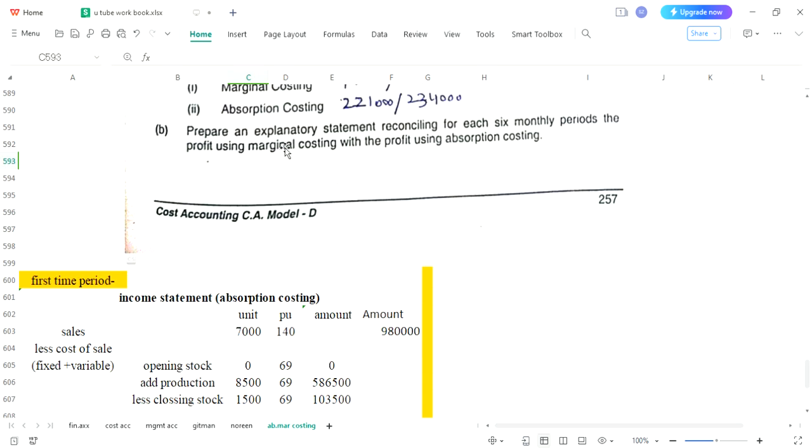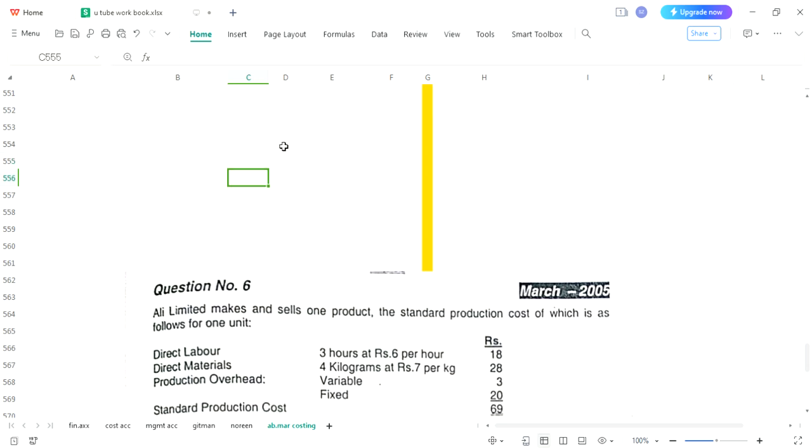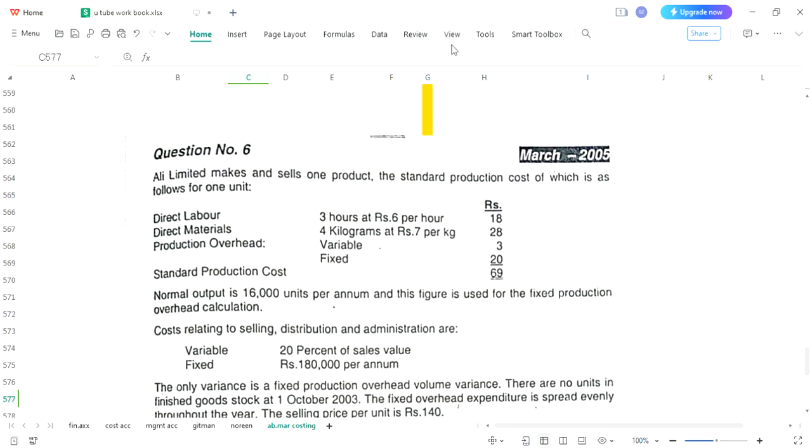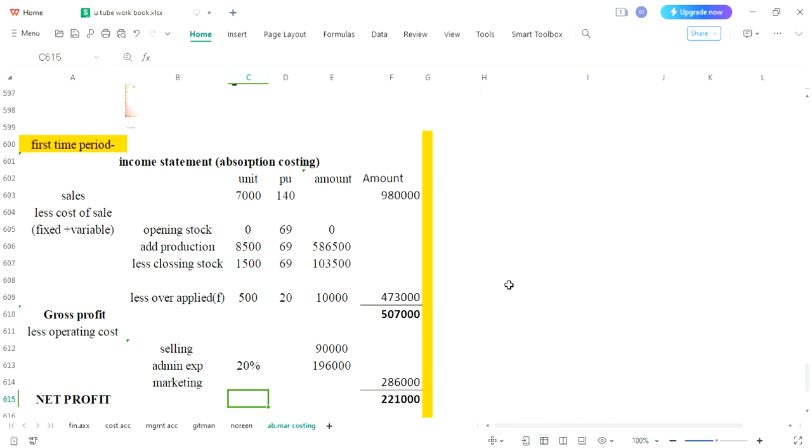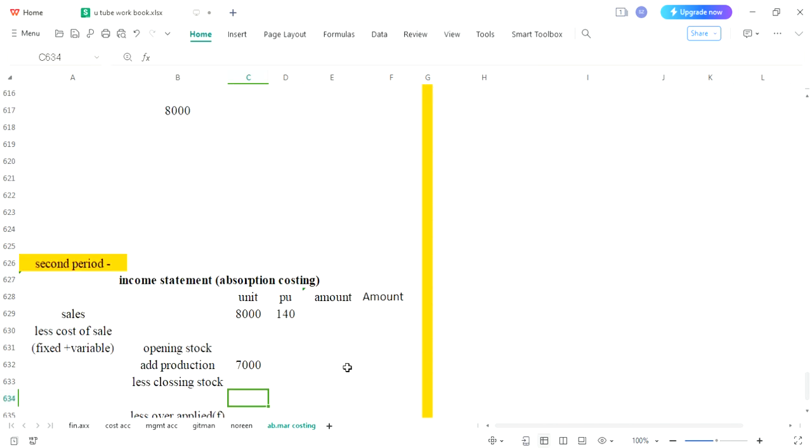We will go to per unit section. This is the part where per unit is mentioned, and it includes both fixed and variable. Finally, we have got the answer 69. So this will be used as your per unit cost for opening stock, and you do know whatever would be per unit cost for opening will be same for production and closing stock as well.